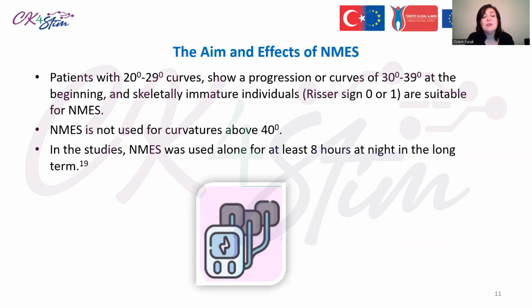Patients with 20 to 29 degree curves show progression, or curves of 30 to 39 degrees at the beginning, and skeletally immature individuals are suitable for electrical stimulation. Neuromuscular electrical stimulation is not used for curvatures above 40 degrees. In the studies, neuromuscular electrical stimulation was used alone for at least 8 hours at night in the long term.